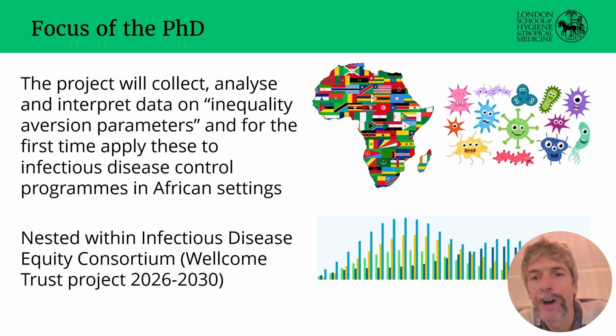An inequality aversion parameter is a quantitative measure, and it's intended to allow stakeholders of any kind, but including policy and decision makers, to formally go through the process of thinking about how much they would trade off overall health gains for improvements in health equity.